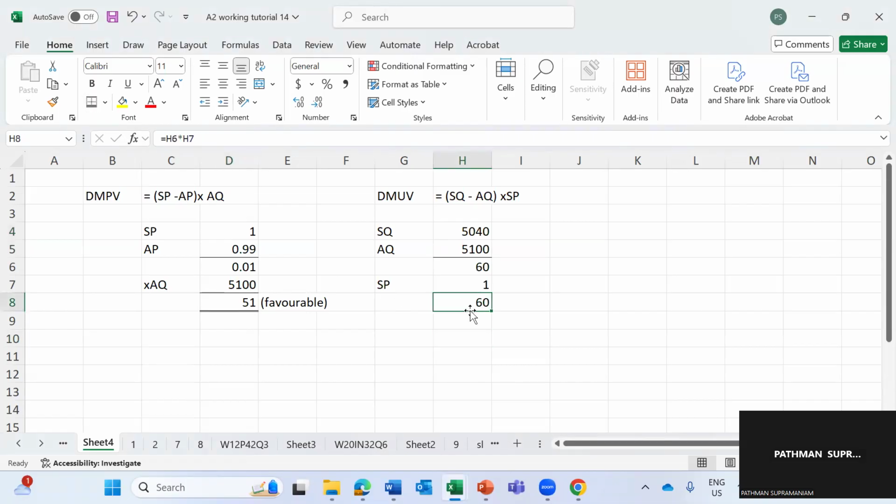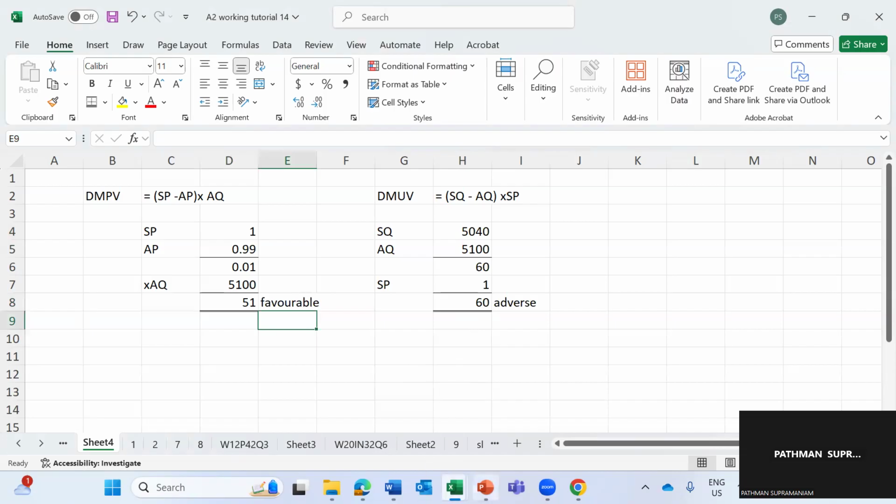Okay, so the answer is $60. Now, is this favorable or is this adverse? Is it a good difference or bad difference? We check here. We were supposed to be using 5,040 kilograms, but we used 5,100 kilograms more. So this is a bad difference. So we need to call it adverse. If it's a good difference, we call it favorable. If it's a bad difference, adverse.